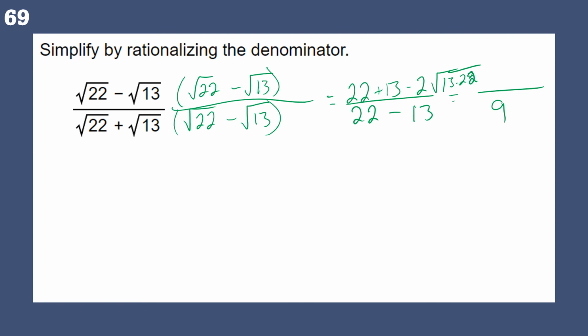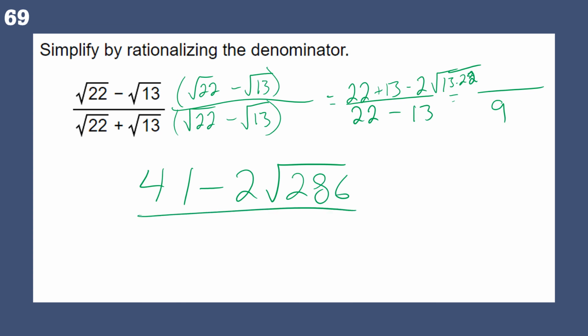Now I can clean this up just a little bit. So on the top, I end up with 41 minus 2 times the square root of 220, 66, so 286, all over just 9. So now when I look at it, I'm tempted to try and simplify more, but the truth is it's not going to work for me. For one, 49 is prime, but also that square root doesn't have any perfect squares in it.